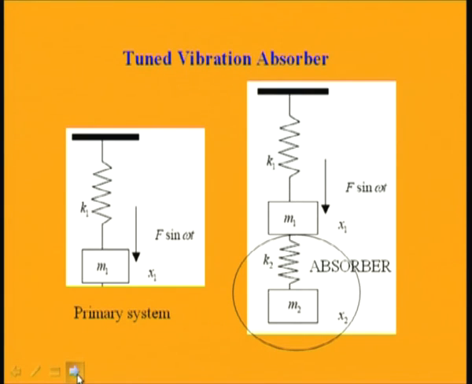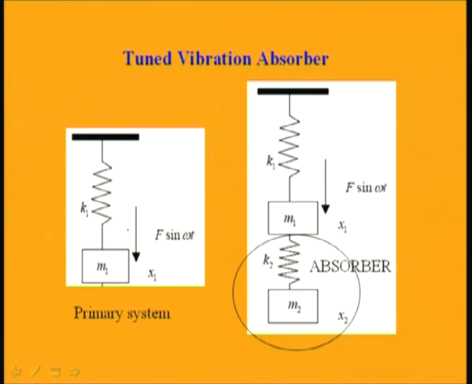So, this is a primary system. We have many machineries which can be modeled as a single degree of freedom system, as a spring and mass system or spring mass damper system. So, this is the primary system. Now, let it be subjected to a harmonic force of F sin omega t. To absorb this vibration, we have seen in the previous example, where we took a 2 degrees of freedom system with 2 springs and 2 masses, that we can absorb the vibration by adding some spring and mass.